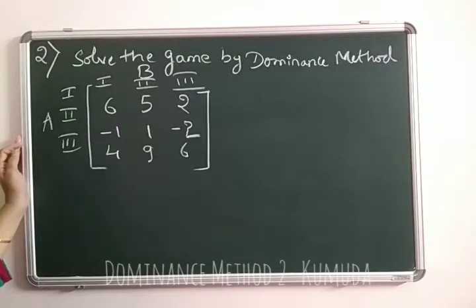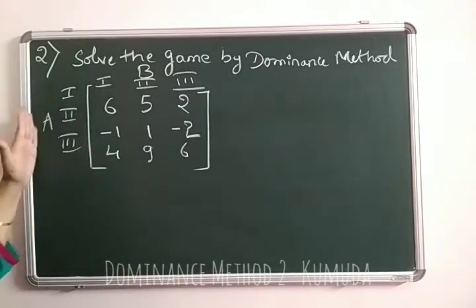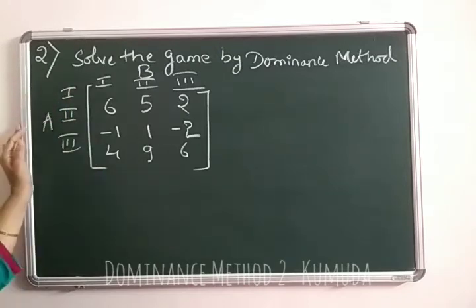Take the next question. Solve the game using dominance method. It's a direct question they have asked you. Otherwise also we follow the basic steps. So just look at the question. We have two players A and B, both of them having 3-3 strategies. So it is a 3x3 matrix now.